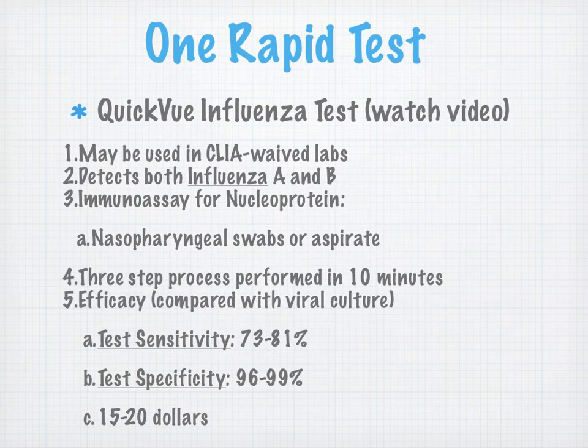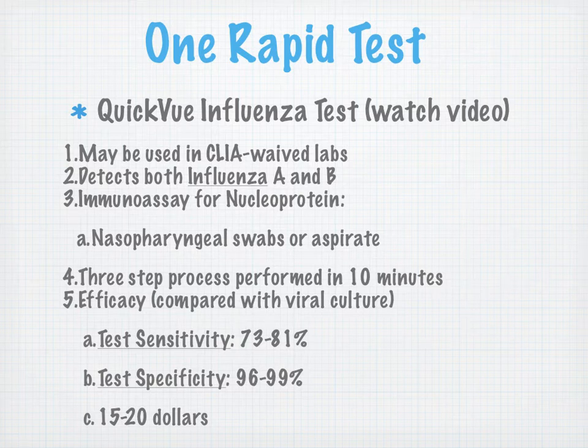resistance. So one rapid test that I gave you a video for is the QuickView influenza test, and this one may be used in a CLIA-waived lab, which by now hopefully you know what that means, and if you don't, go back and watch Dr. Acosta Smith's PowerPoint. And this one detects both influenza A and B, and it's an immunoassay for the nucleoprotein. Nasopharyngeal swabs or aspirate. So that's what we're doing there for the immunoassay for the nucleoprotein.